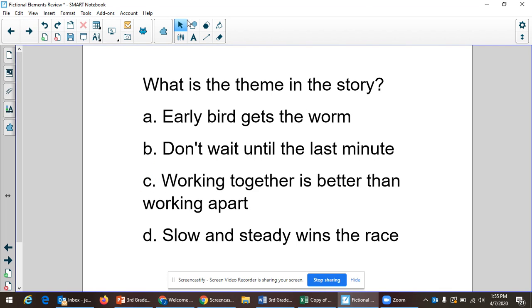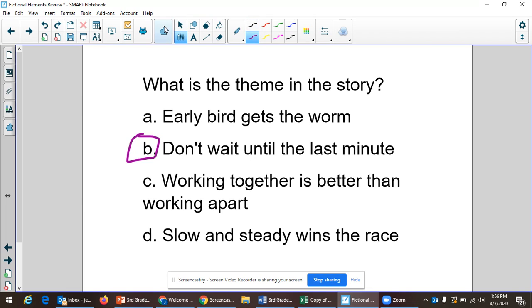And then finally, what is the theme of the story? Remember, theme is what you learned, what the lesson was. And usually the theme is multiple words. It can be a sentence. Early bird gets the worm. Don't wait until the last minute. Working together is better than working apart. Or slow and steady wins the race. So I would say that it's don't wait until the last minute. That's what he learned in the story.